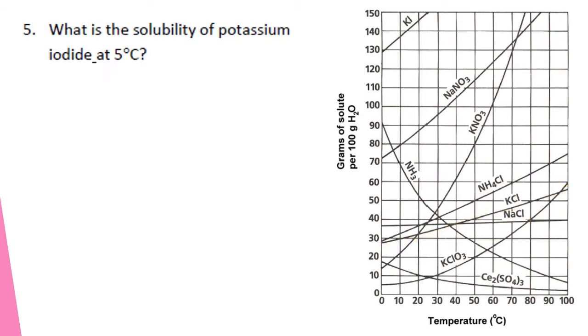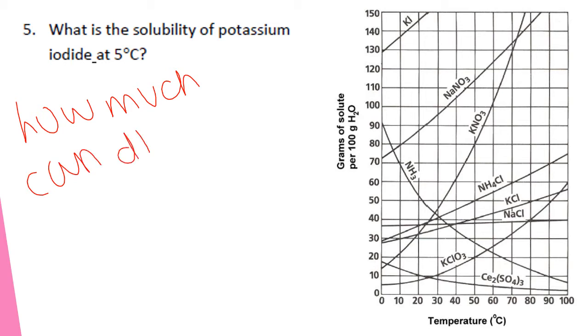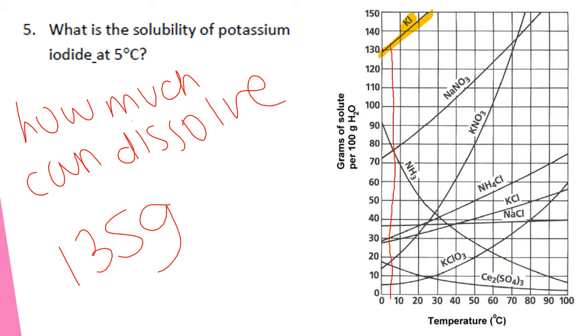Okay, number five. What is the solubility of potassium iodide at 5 degrees Celsius? What is the solubility? That just means how much can dissolve. I saw some weird answers for that question. Potassium iodide is KI up here, and it's this line. At 5 degrees, which is halfway right here, about 135 grams looks like a good answer.